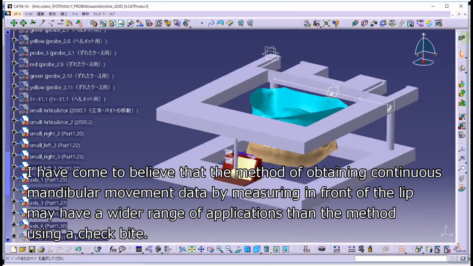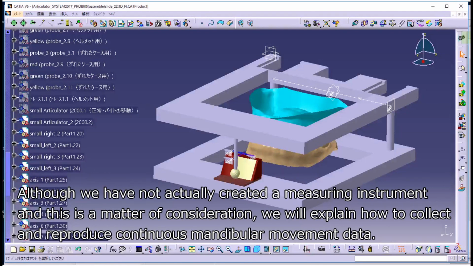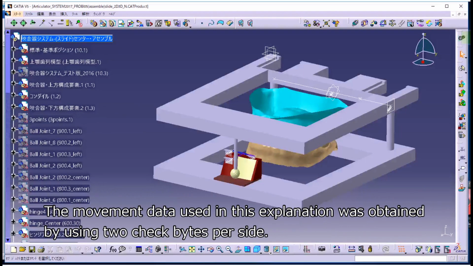I have come to believe that the method of obtaining continuous mandibular movement data by measuring in front of the lip may have a wider range of applications than the method using a check bite. Although we have not actually created a measuring instrument and this is a matter of consideration, we will explain how to collect and reproduce continuous mandibular movement data. The movement data used in this explanation was obtained by using 2 check bites per side.